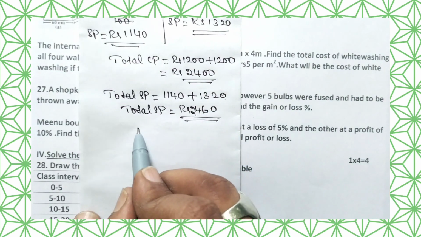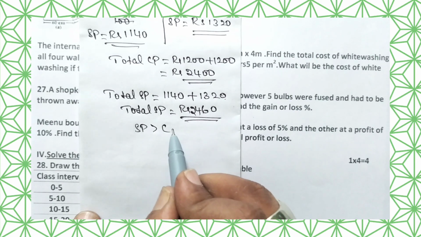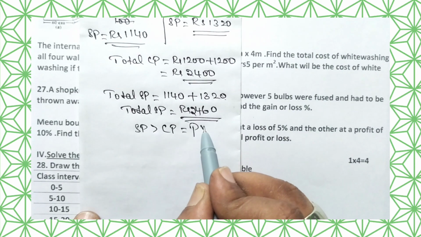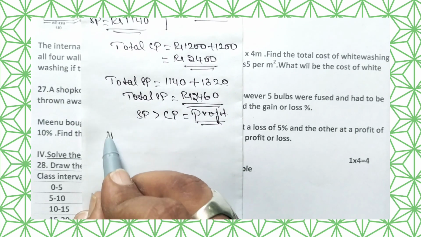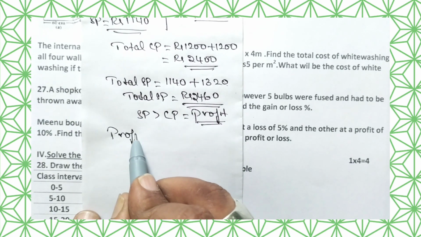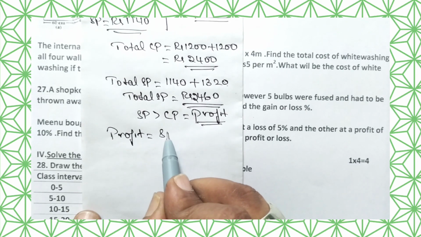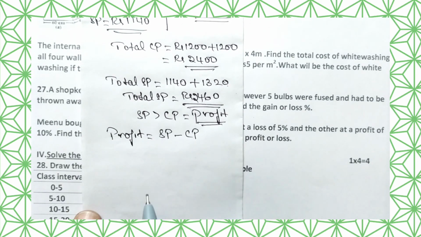If selling price is greater than cost price, then it will be profit. Now let us find out what will be the profit, only in rupees, not in percentage. So profit is equal to selling price minus cost price.